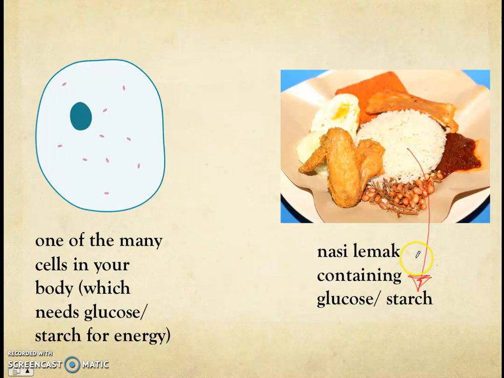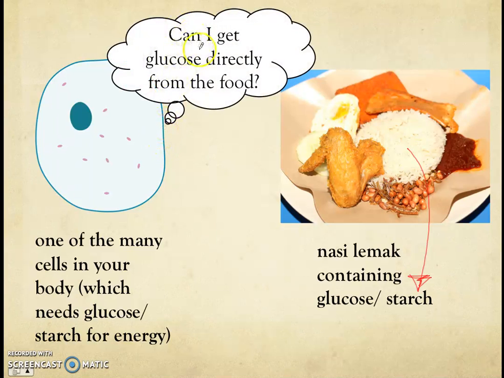Now question, how can the cell in my body get the glucose and starch from this nasi lemak here? Can the cell just eat the nasi lemak? Or can I just take the nasi lemak and stuff it inside my cell? Put it differently, can my cell get glucose directly from the food? Can it just get it directly from the food without me having to do anything to the food?